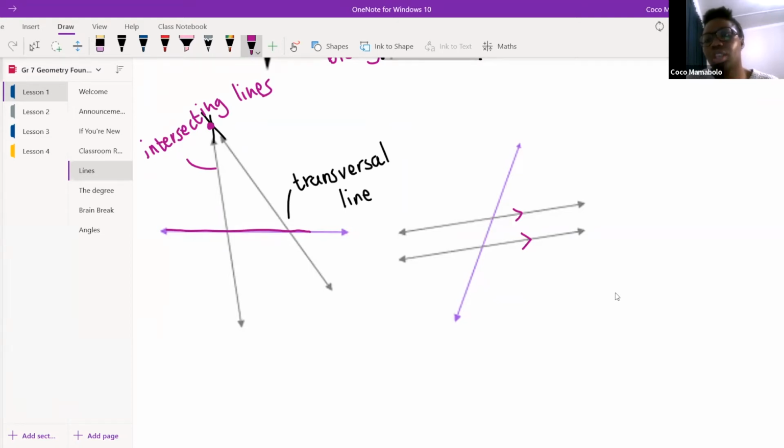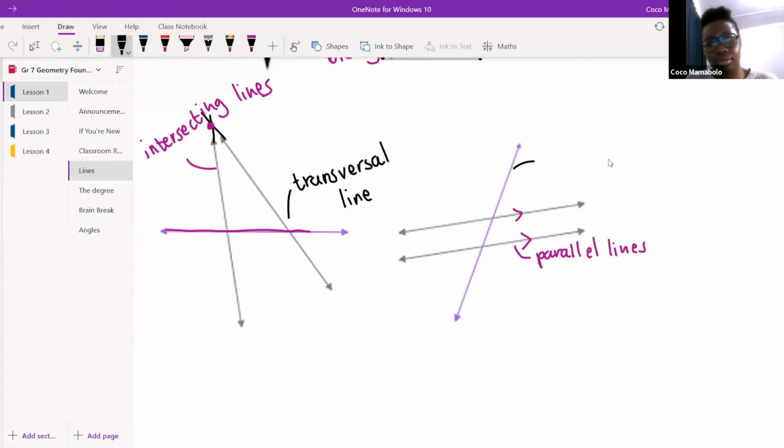Parallel lines. So these are parallel lines. But what is my purple line? What do we call this purple line? This one over here, the one that crosses the two parallel lines. What do we call it? Can I ask Maya to unmute and tell me, what do we call the purple line that goes through both of our parallel lines?